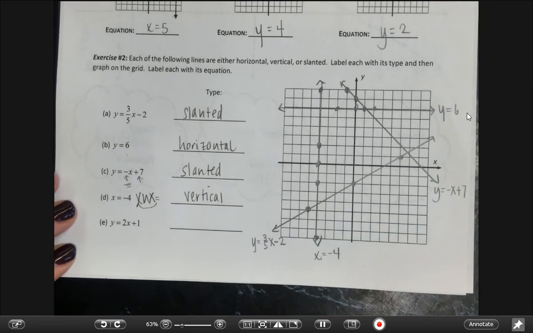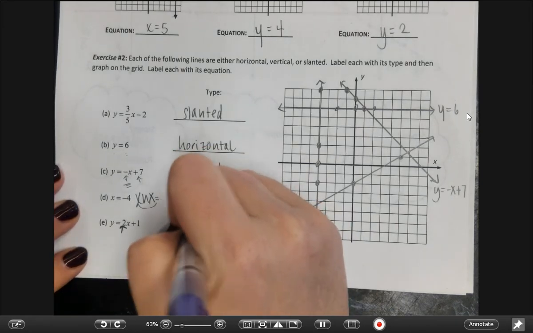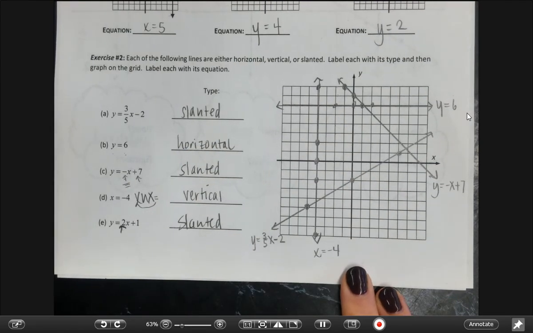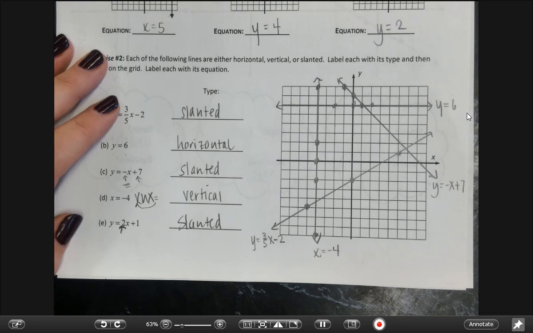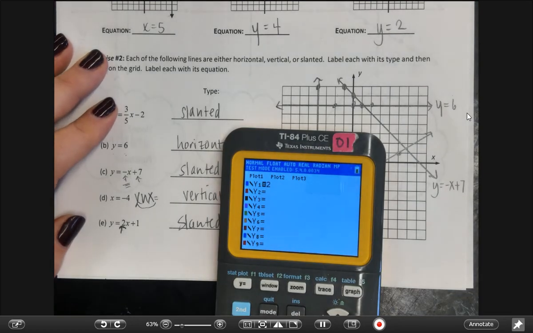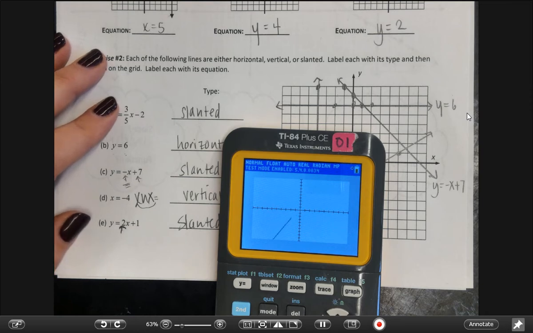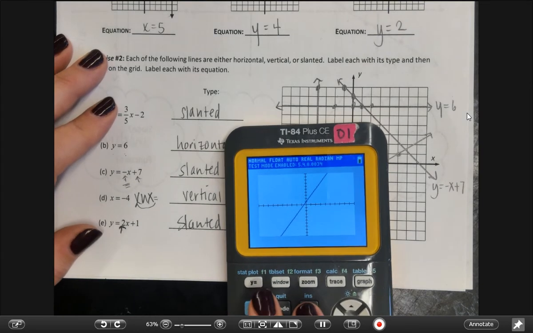Last one here. Slanted, vertical, horizontal. I see a slope. Okay, if you see a slope, you are slanted. Okay, you are slanted. And let's put it in here. So y equals 2x plus 1. First thing I want to do is graph it and see what that looks like. All right, so it is a slanted line for sure.